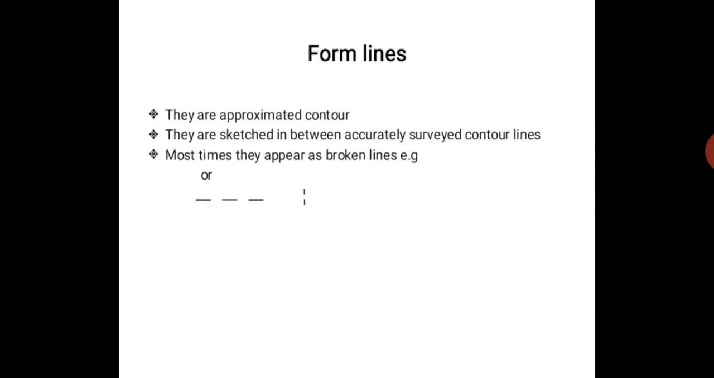Form lines. They are approximated contours. Approximated contours. You know what I mean by approximation now? You approximate figures in mathematics. It is not up to that figure, but because there is a standard law in it, you approximate the figures to the next whole number.